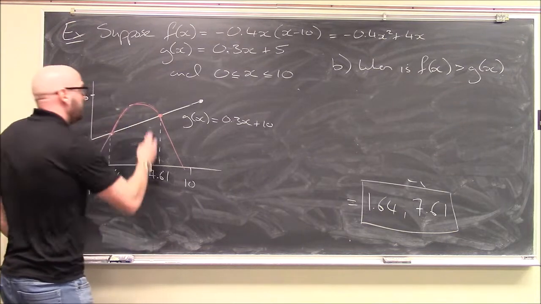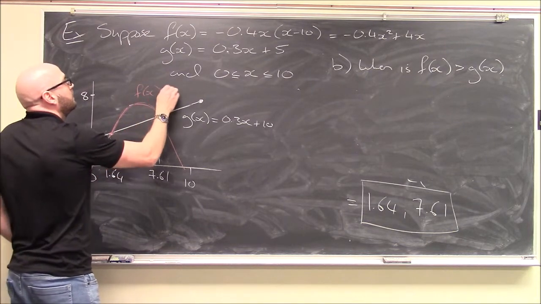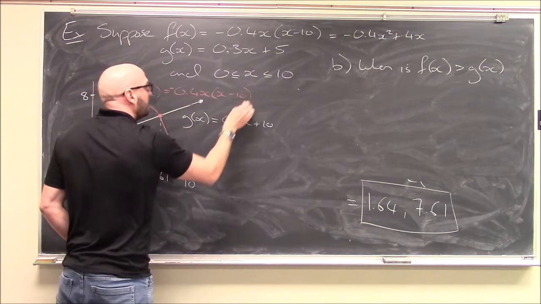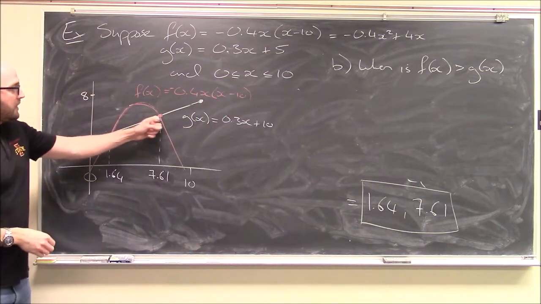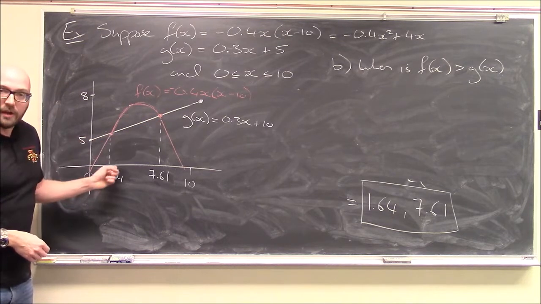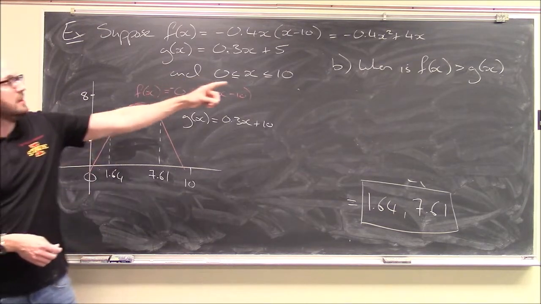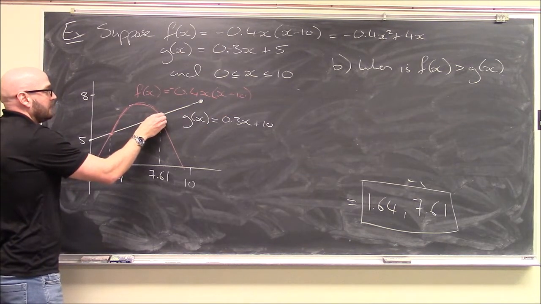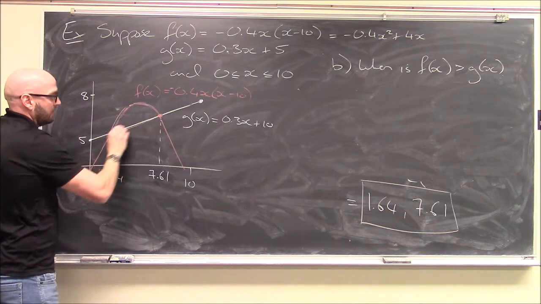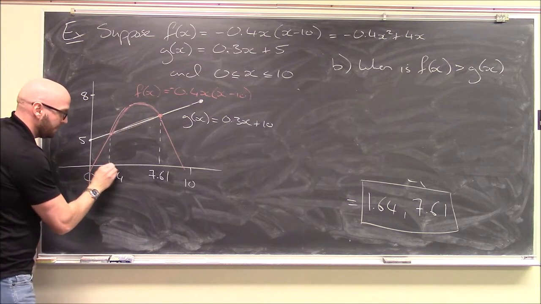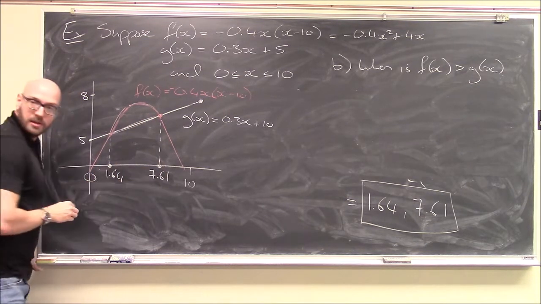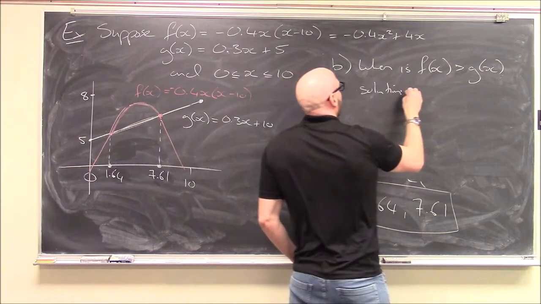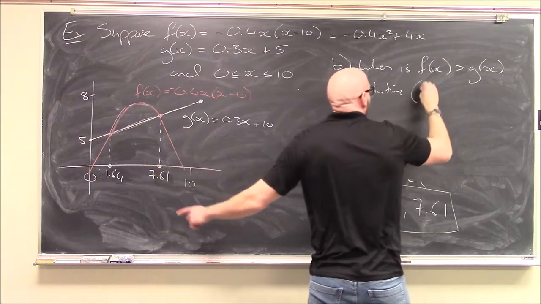Well, remember, f of x is this function in red, minus 0.4x times x minus 10. So now that I know where they're equal to each other, and I know what my graph looks like, I have this picture. Asking when is f of x bigger than g of x amounts to just looking at this picture. Well, it's bigger along here, so between these two x values. So the answer is between these two break-even points.